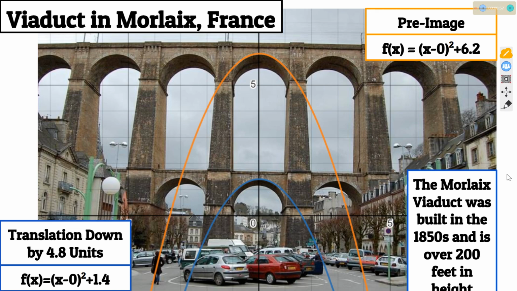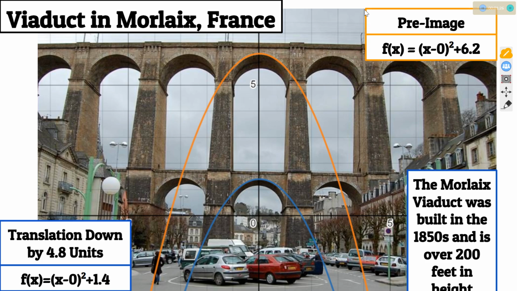In this case, we have a label of the location. We have clearly labeled which one is the pre-image. The pre-image in this case is f of x equals x minus 0 squared. And so that would be the x-coordinate of the vertex. And because that's a 0, we can see that the vertex is directly on the x-axis. And then the y-coordinate of the vertex is positive 6.2.